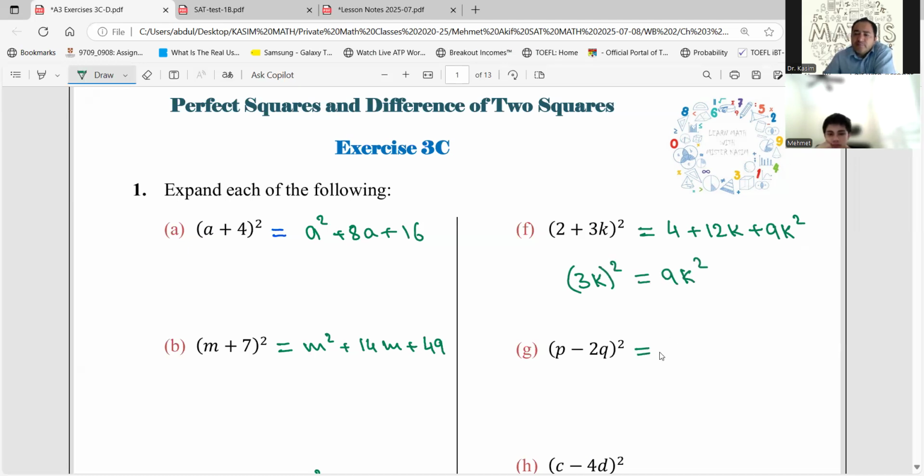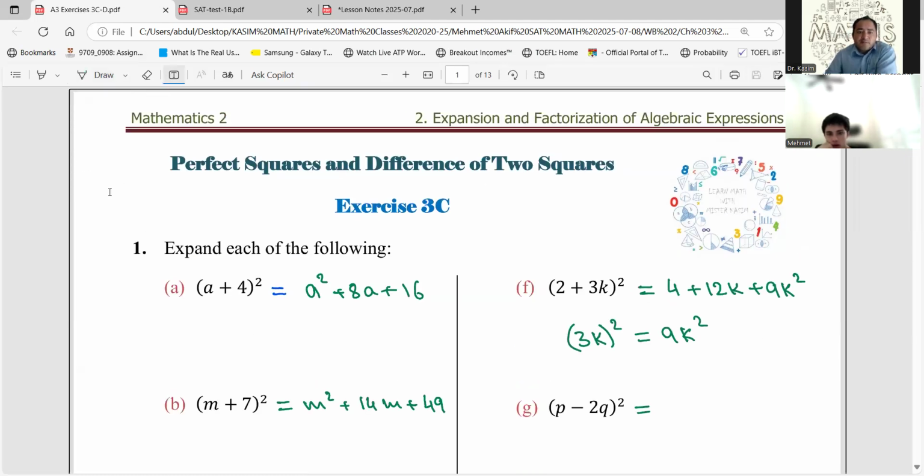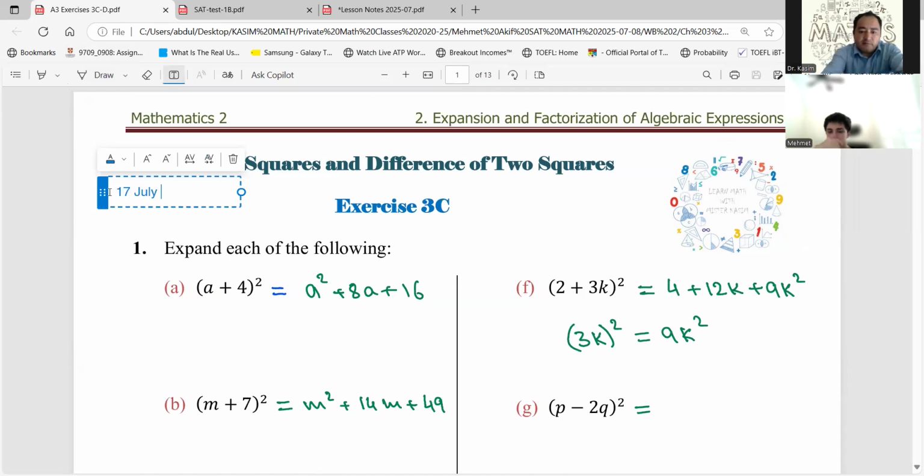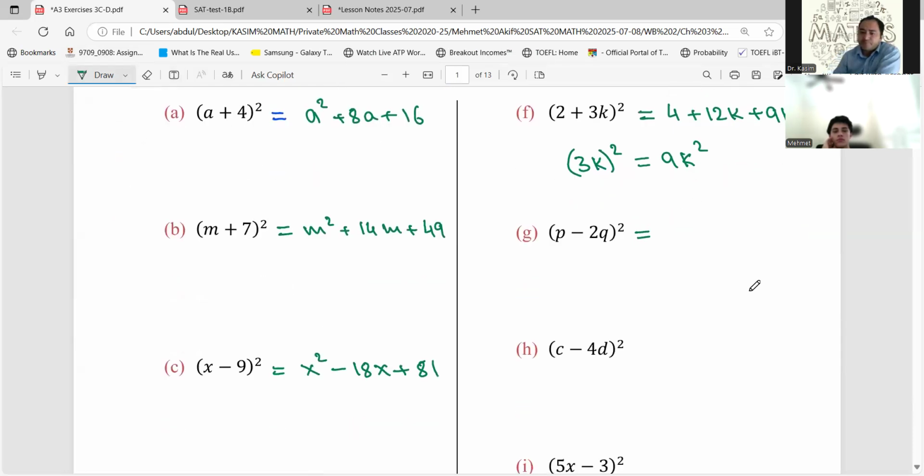Okay, part (g): p squared, negative 4pq, plus 4q squared, because you're squaring this.